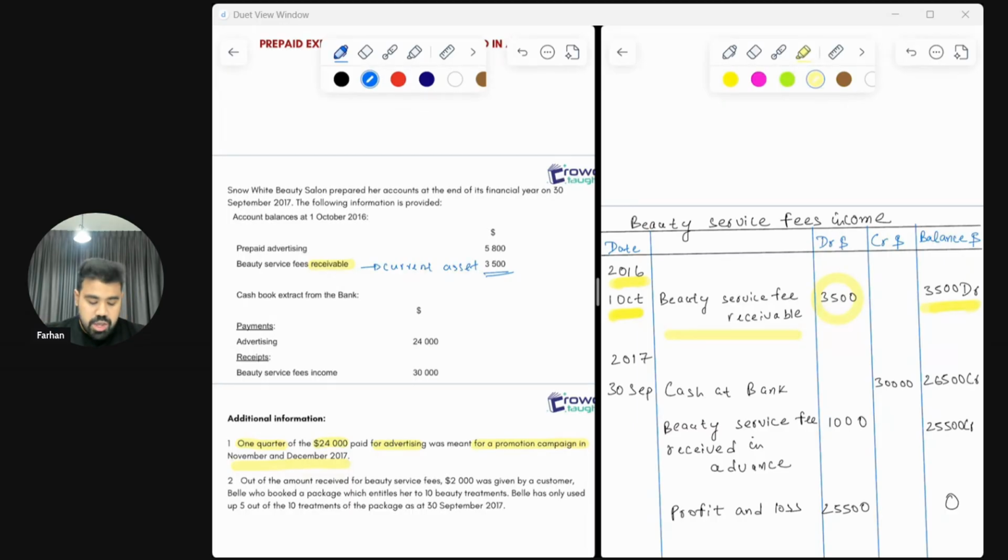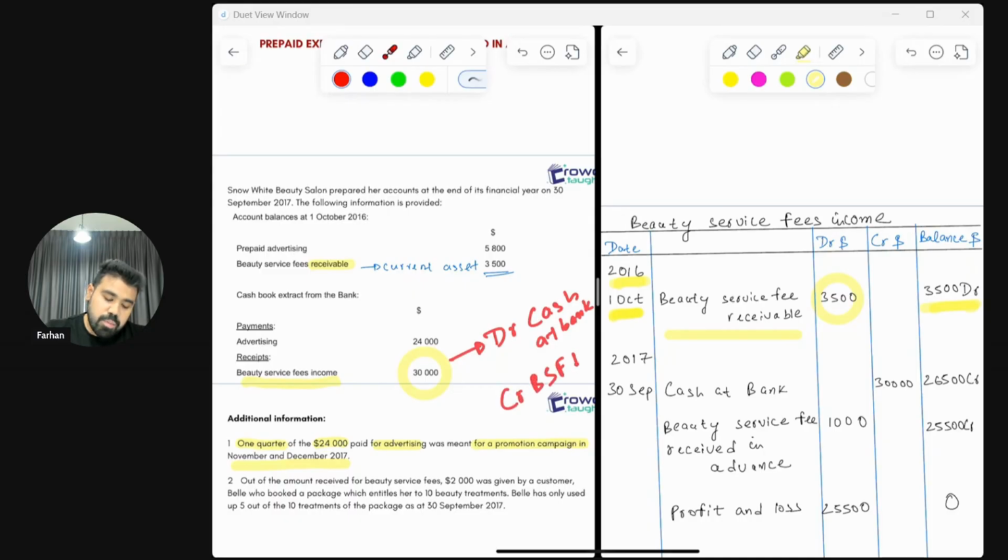Now, during the year, we know that we have received beauty service fees income in cash into our bank account, which was worth $30,000. All right, so that $30,000, when we would have received it, how would we have journalized it? We would have debited the cash at bank account, because we're getting some money, right? And we would have credited the beauty service fees income account. So I'm just writing BSFI in short. Beauty service fees income is going to be credited and the cash at bank would have been debited.